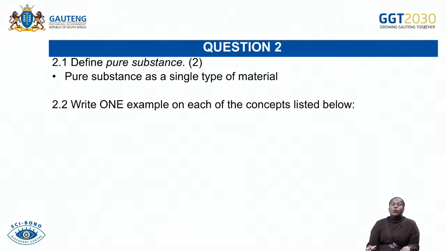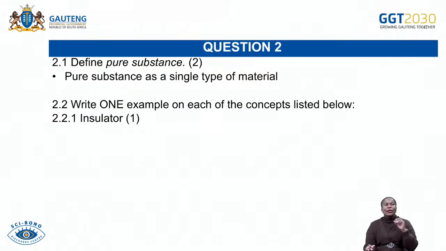Now, write one example of each of the concepts listed below. Which one is an insulator? What do you understand about being an insulator? We know that nonmetals are insulators. They are not good at conducting electricity at all. So when we had to give one example of an insulator, we're talking about plastic, wood, wool.